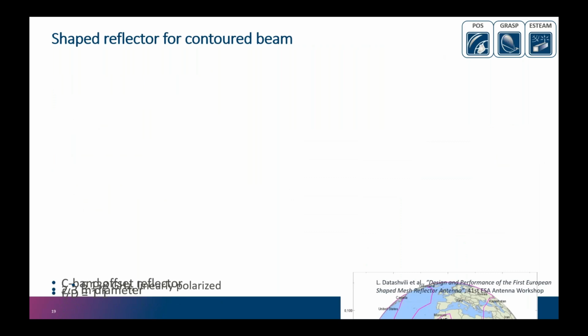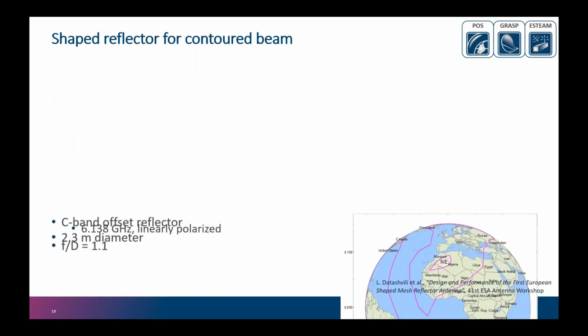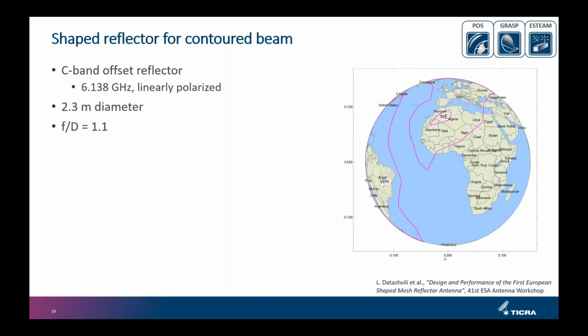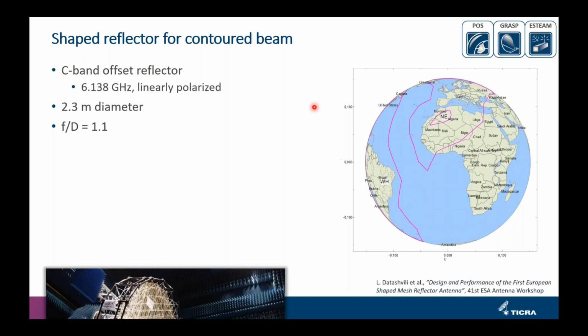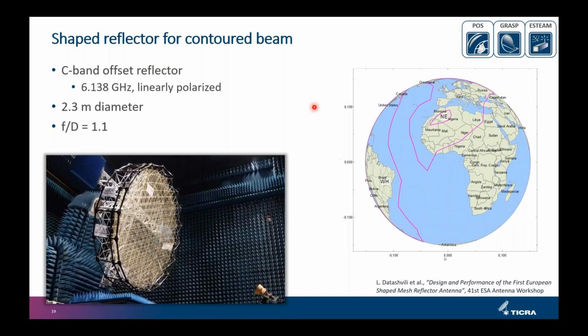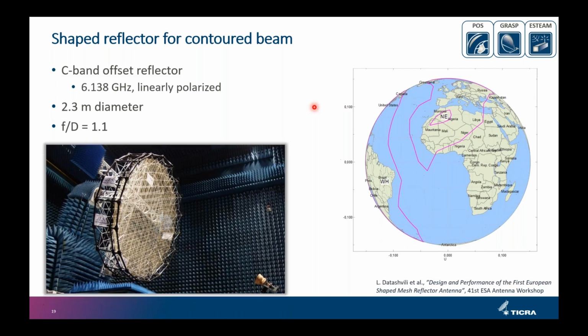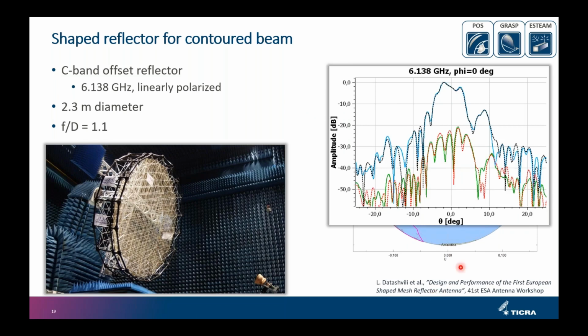My final example is a shaped mesh reflector, similar to what we saw before. So it's a 2.3 meter diameter with an F/D of 1.1, and the concept is that it should have high directivity in this area, and then a suppression out here to the west. And this is a picture of the antenna in the measurement facility down in ESA. And we have, again, the comparison between the measured and the simulated results. And we see that there is a very good agreement between the blue line, which is the simulated results, and the black line, which is the measurements.